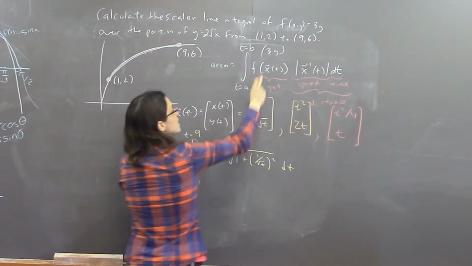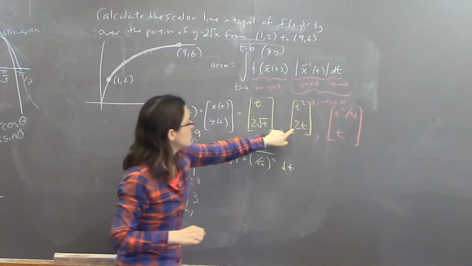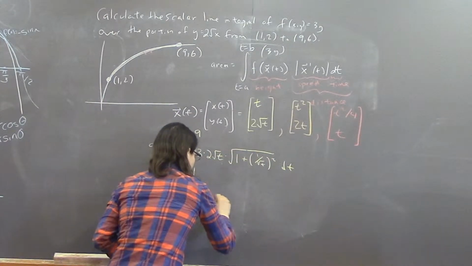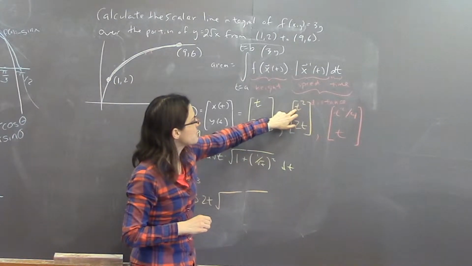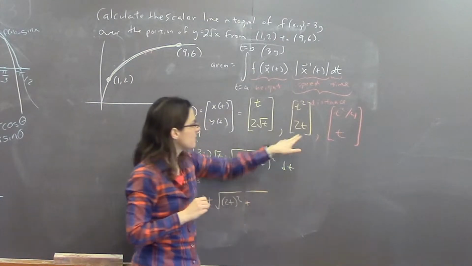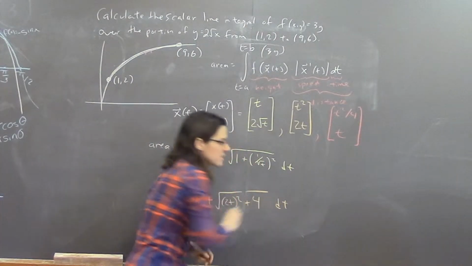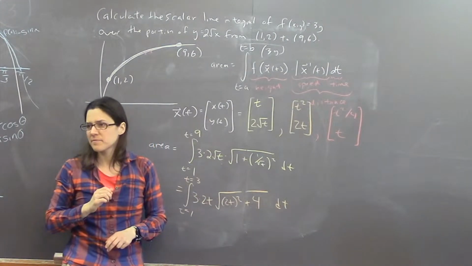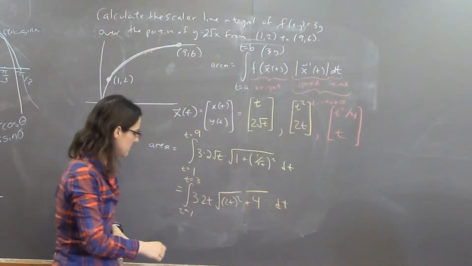Our function is 3 times y, so 3 times 2t. And then the derivative with respect to x is 2t, so we get 2t squared. And the derivative with respect to t is 2, so I think we get 4 dt. Tell me if I make a mistake. Did I make a mistake? Because it's very possible I could make a mistake.